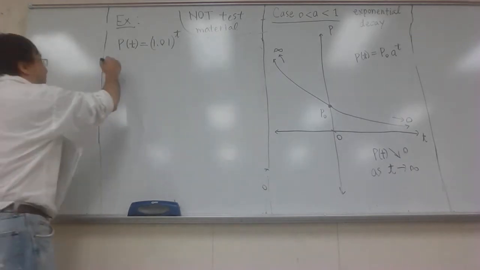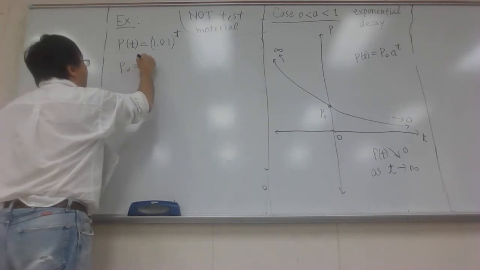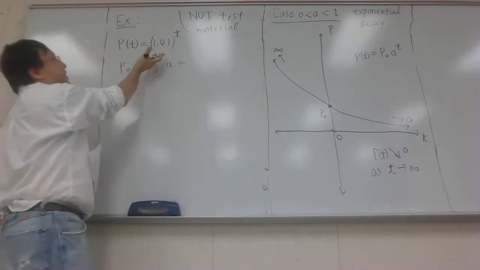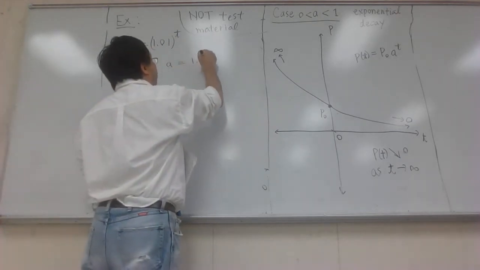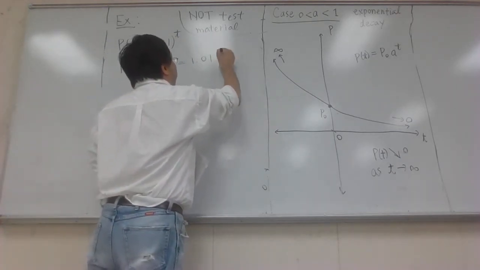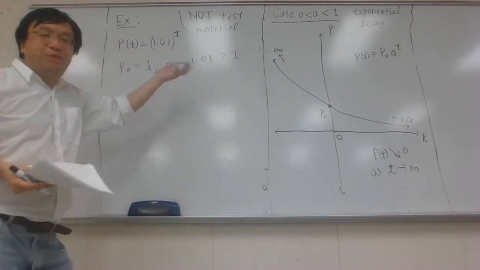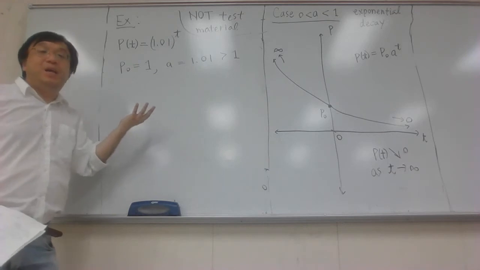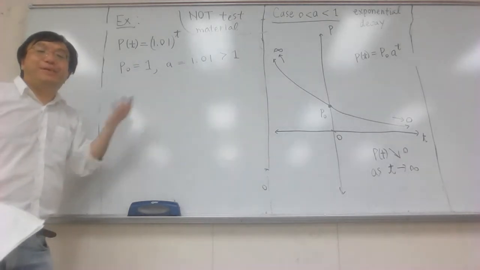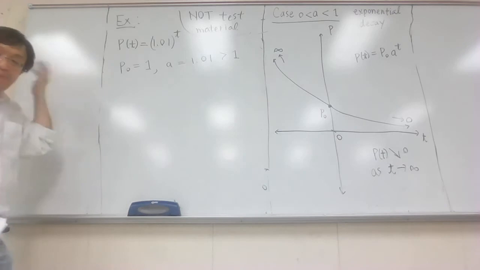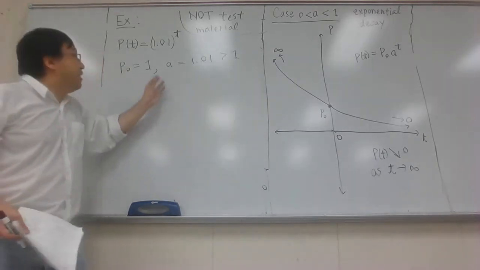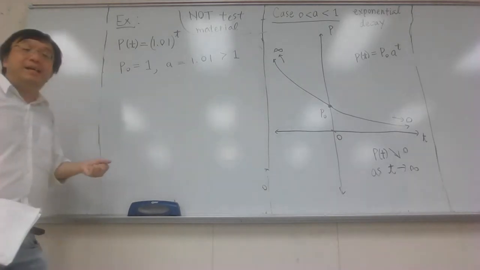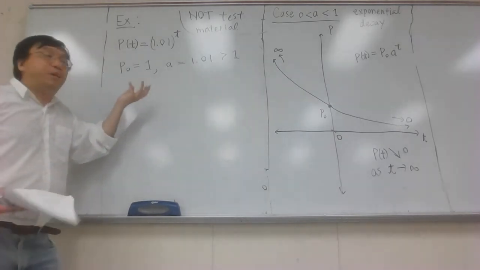And what's the p naught in this case? The p naught is 1. And what's the base a? You can check to see that the base a is 1.01, which is strictly bigger than 1. So since the base a is strictly bigger than 1, what do we have? We have exponential growth, right? It's only slightly bigger than 1, but it's still bigger than 1. So from what we discussed previously, this is exponential growth.